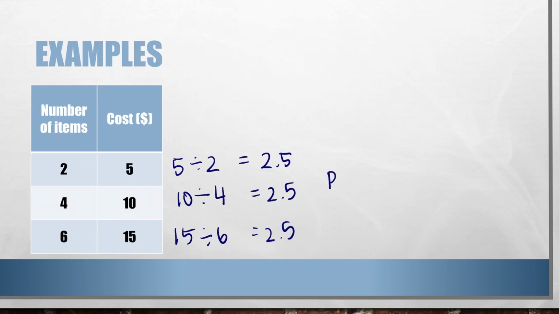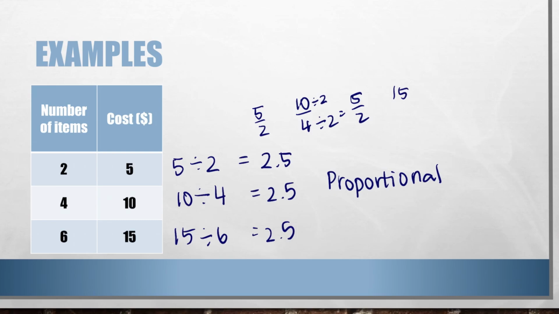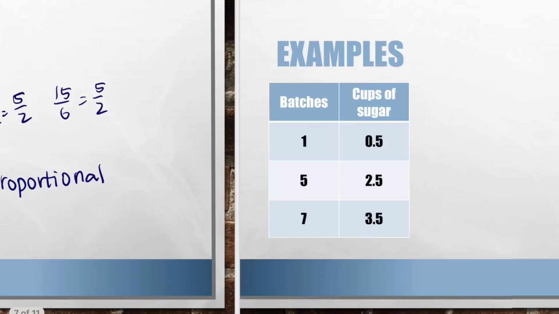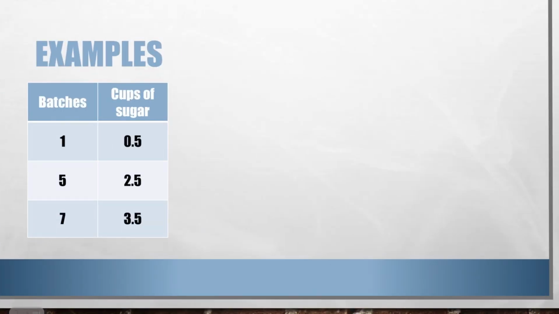So this is proportional. You could do it that way, or you could actually make it into fractions as well. So 5 divided by 2. The second one is 10 over 4, which if you divide out the 2 becomes 5 over 2 again, and 15 over 6, same thing, is equal to 5 over 2. So we can tell that this is proportional because when we divided them, we got the same ratio. Remember, the ratio is just a fraction.